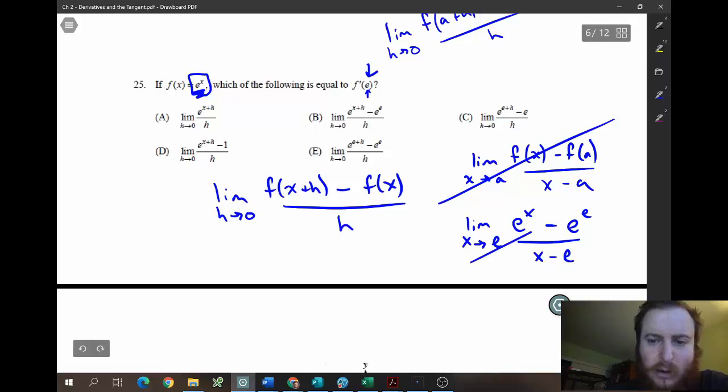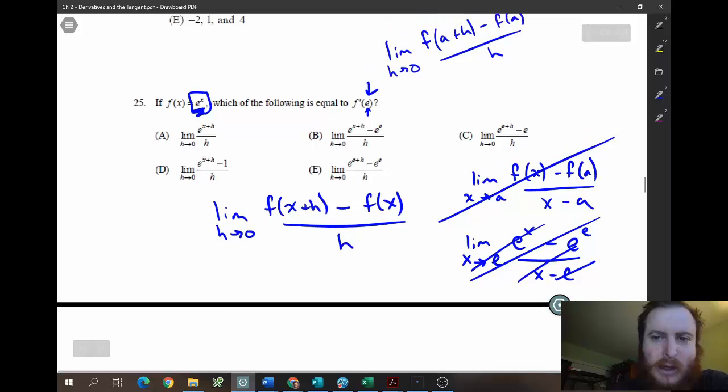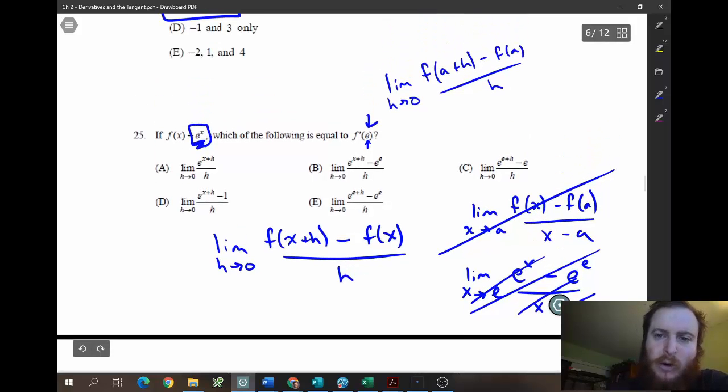But again, we don't have to worry about that for this question because none of them on the bottom have an x minus a, they all have h. So we're going with this equation here. So we have the limit as h approaches 0.